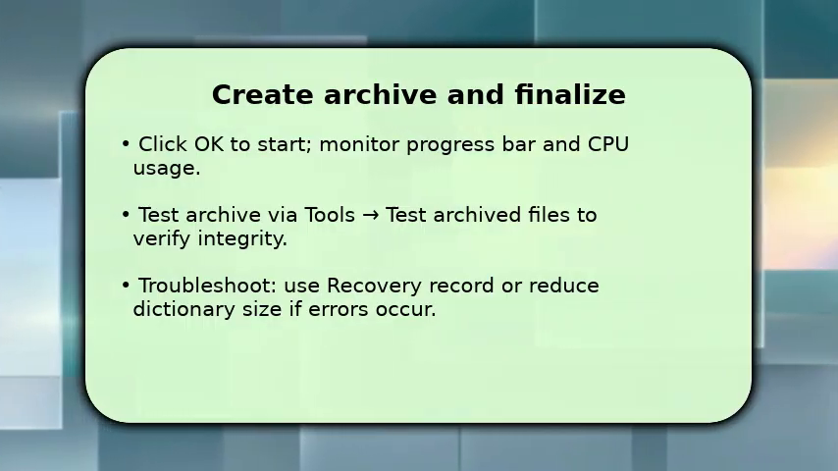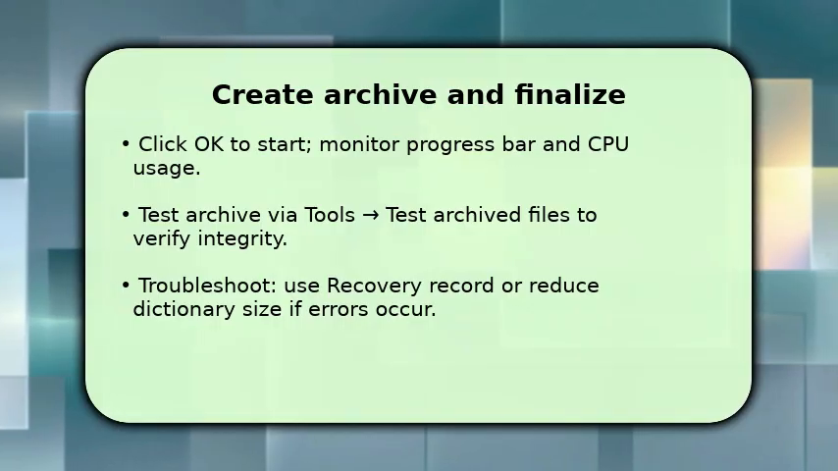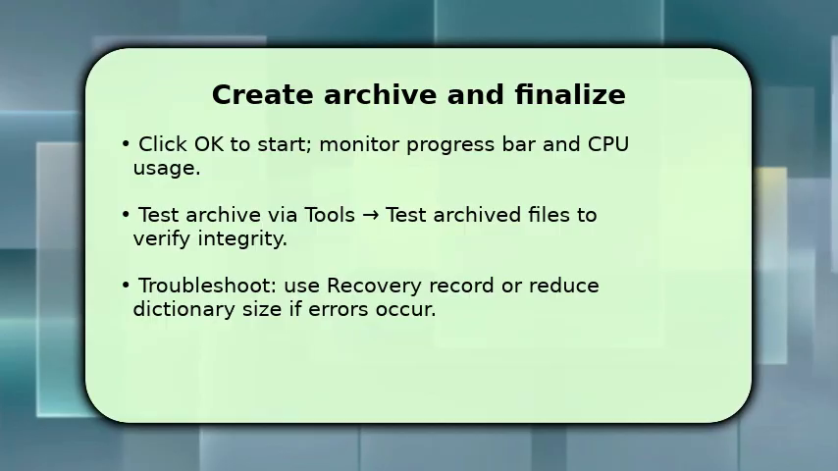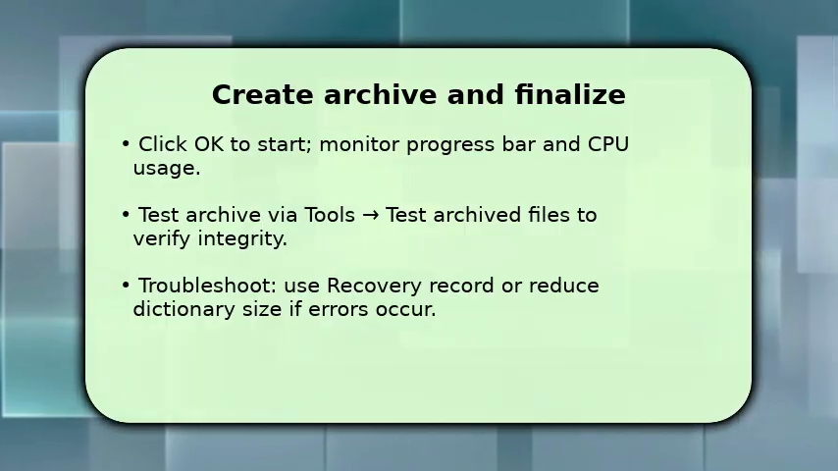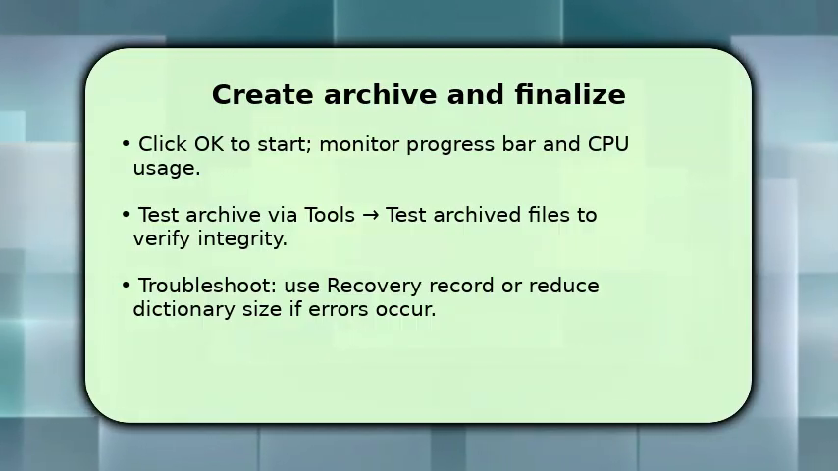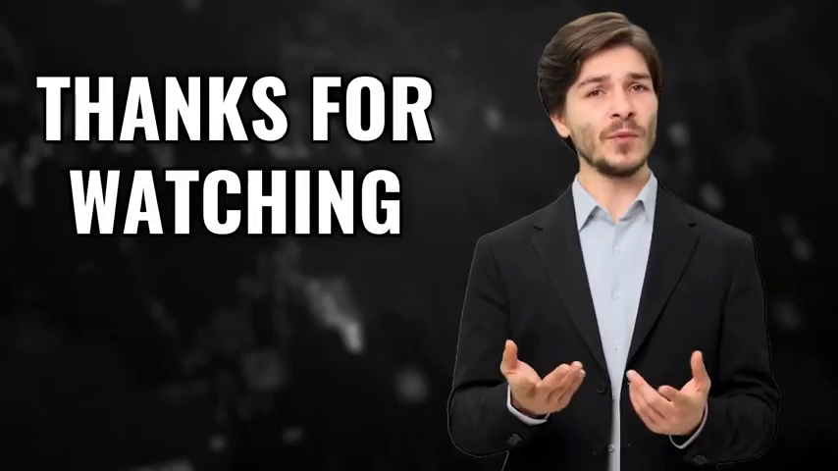If you need to share, attach the file or split into volumes for transfer limits. If something goes wrong, recreate the archive with a smaller dictionary or add a recovery record, and test again to resolve corrupt or incomplete archives.